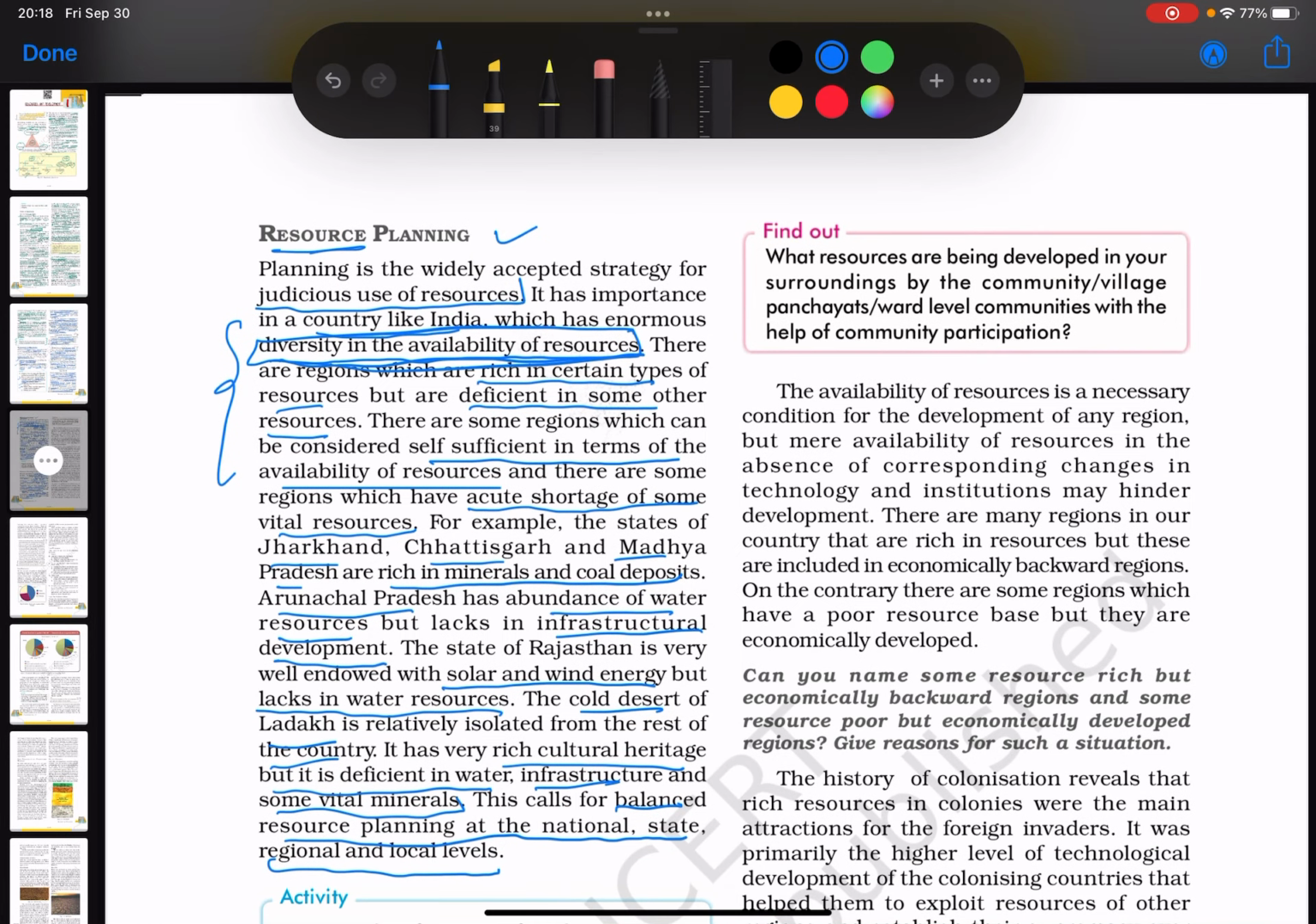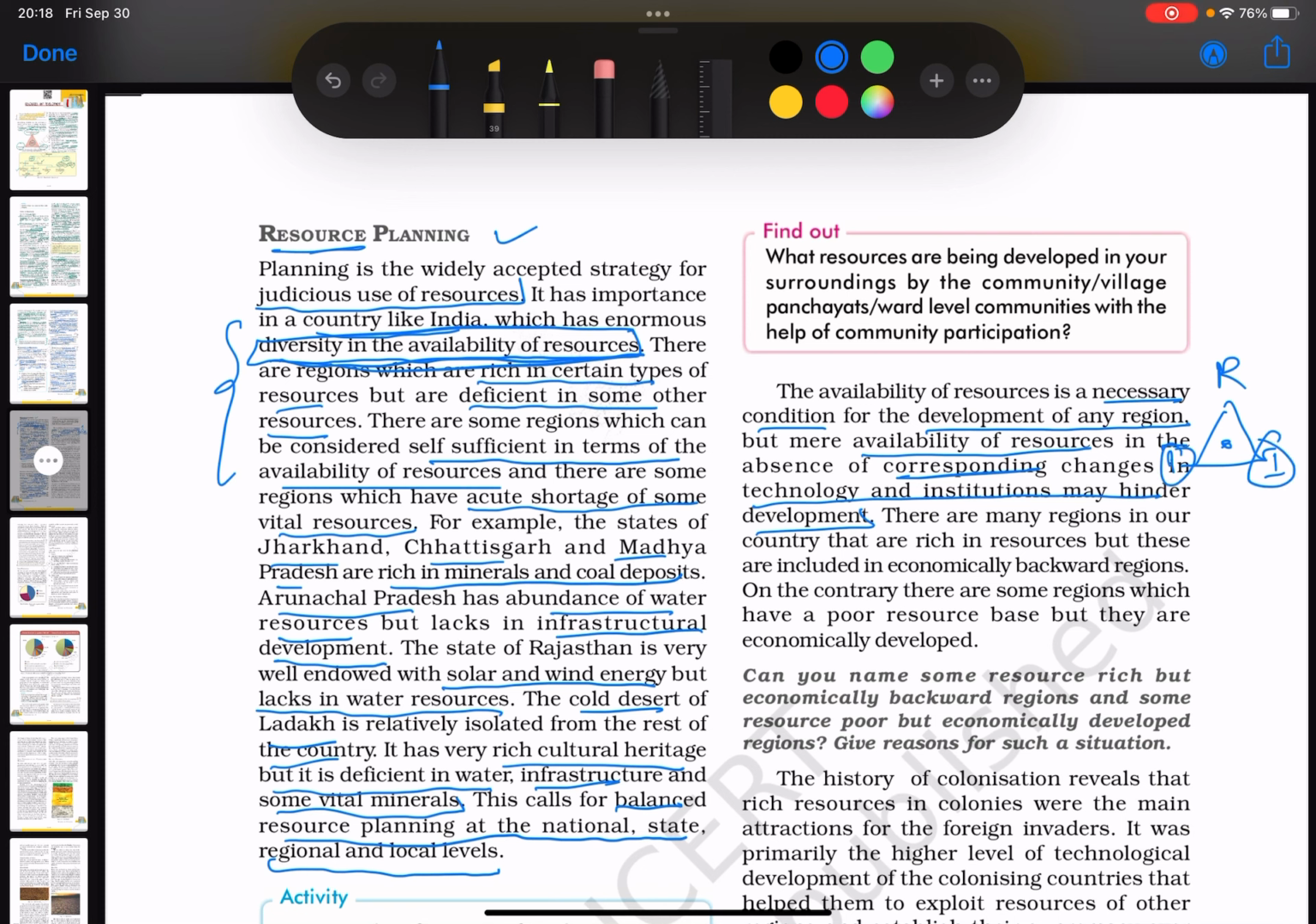The availability of resources is a necessary condition for the development of any region, but mere availability of resources in the absence of corresponding changes in technology and institutions may hinder development. So, remember the triangle that we talked about, right? The humans at the center, you need the institutions, you need the resources, and you also need the technology. So just resources is not enough, you also need to look at the institutions and the technology.